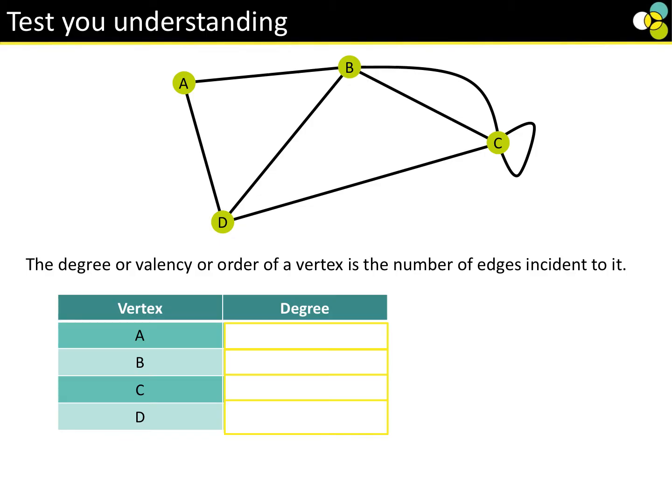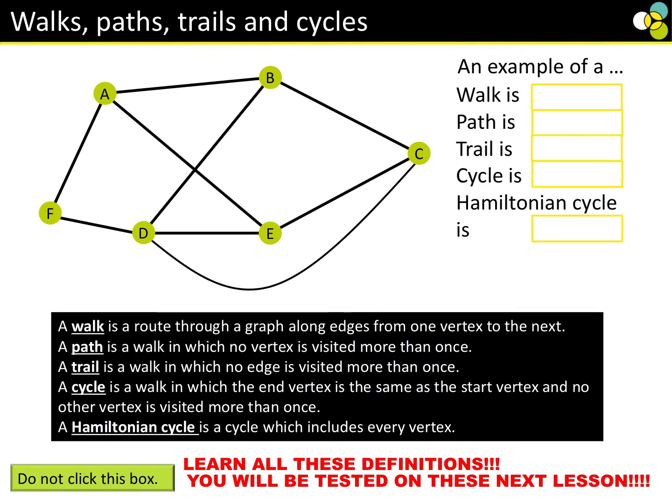So here we go. Test your understanding really quickly. This should probably take you 10 seconds. Off you go. Okay, so nice and simple. So we've got 2 for A. For B, we've got 4. For C, 1, 2, 3, 4, 5, even though this arc is back in on itself. And then for D, we've got 3. So we have walks, paths, trails, and cycles, okay?